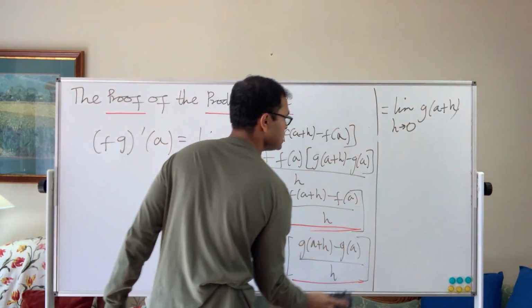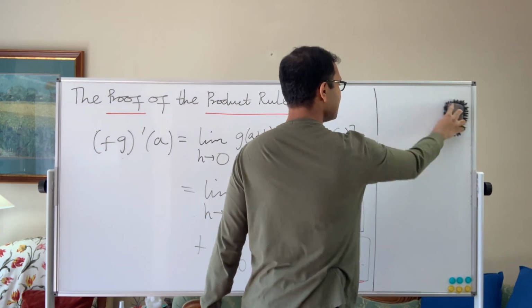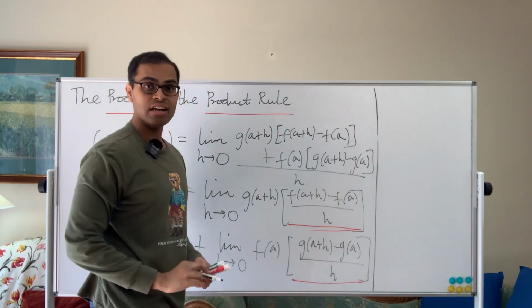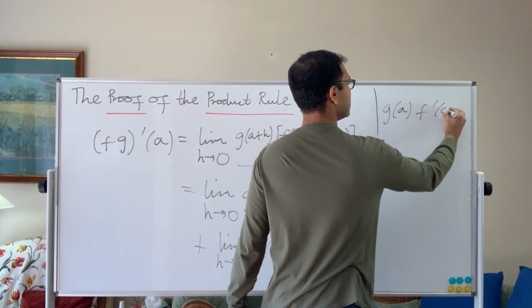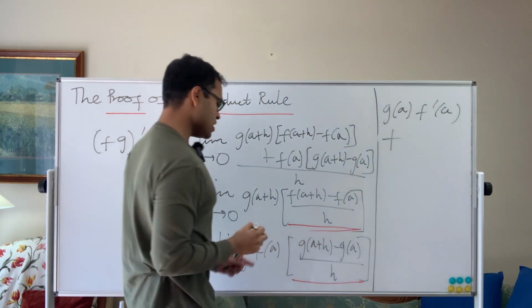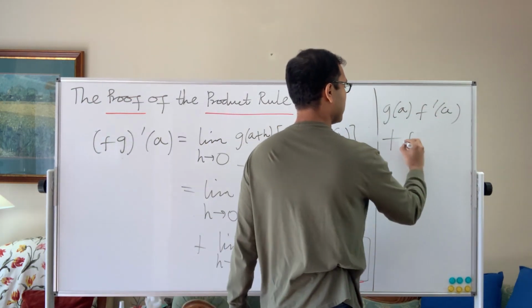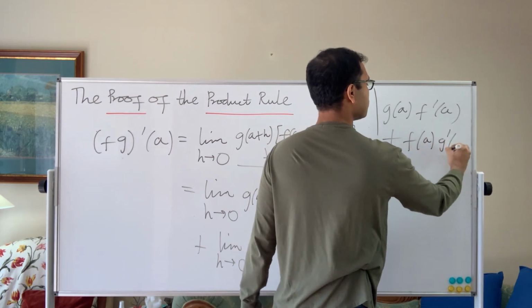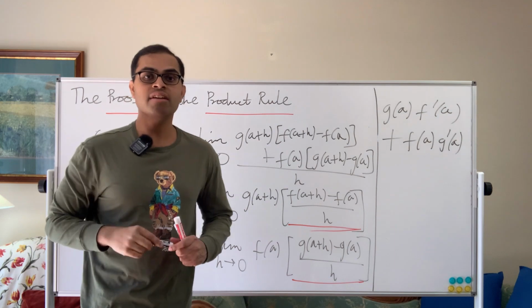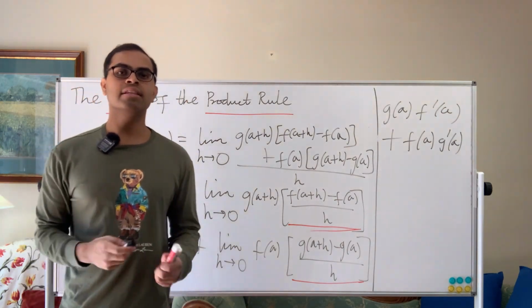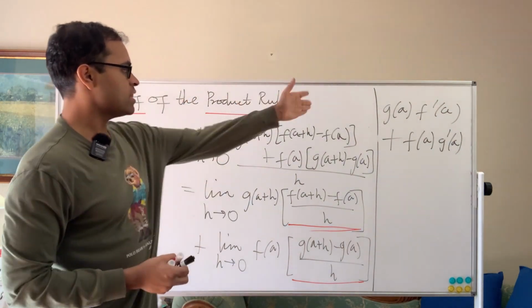Then you can say that this is just going to equal that limit which I've just erased, which we know is g of a, as we just explained. So it's g of a times f prime of a, using the fact that differentiable functions are continuous, plus f of a times g prime of a. And that's going to be the product rule. Okay, so we've basically shown that the derivative of the product exists. It is just the limit definition of the derivative. It's going to be that formula there.